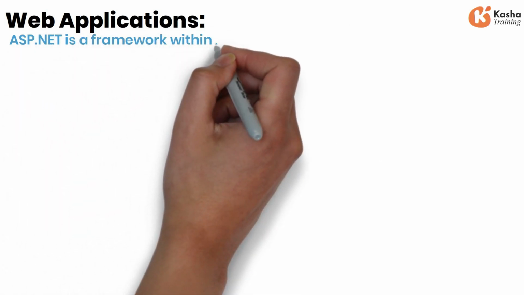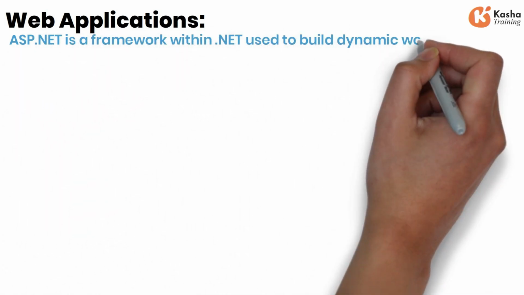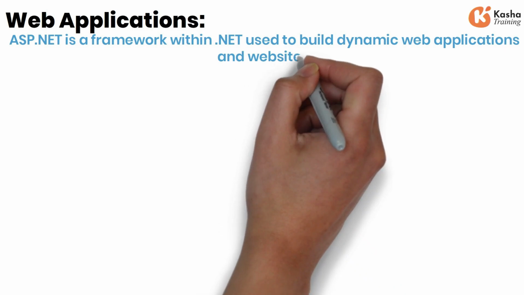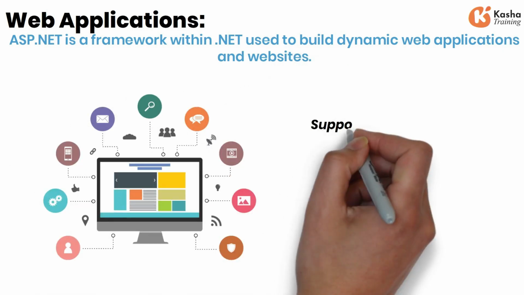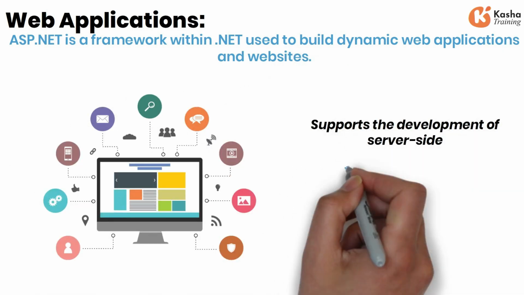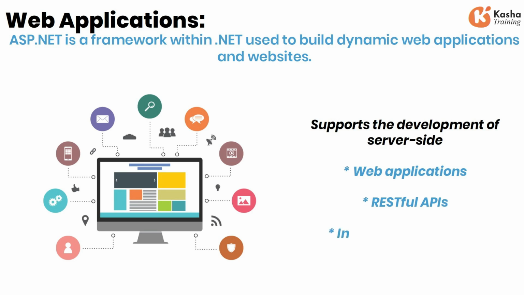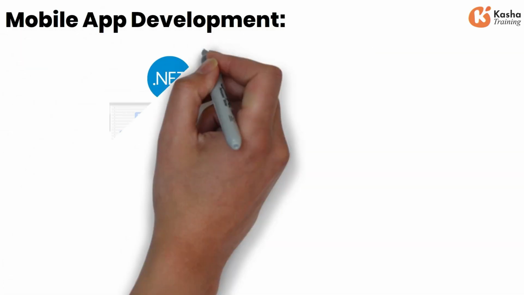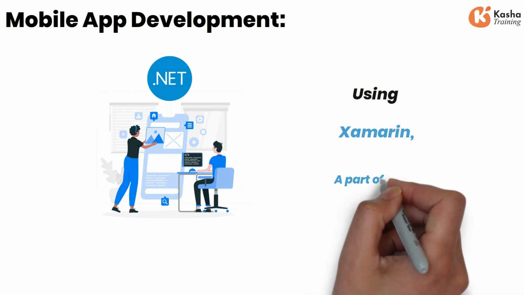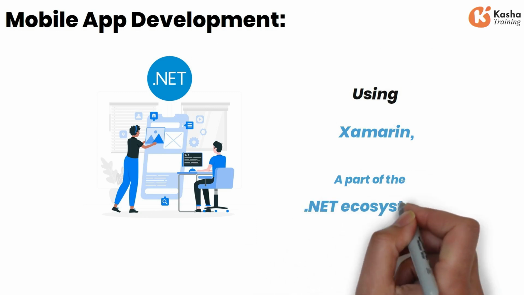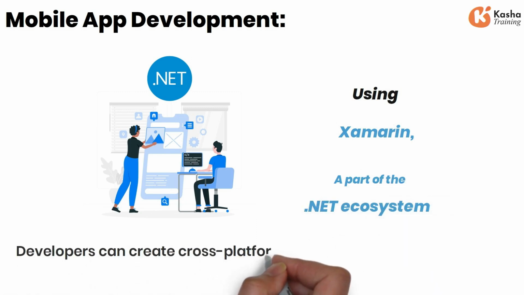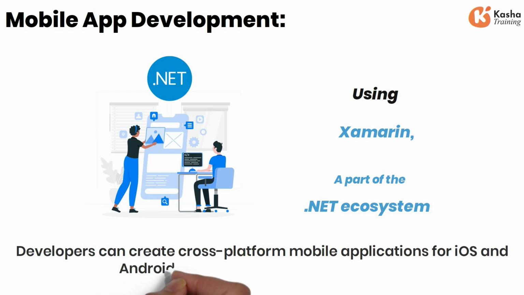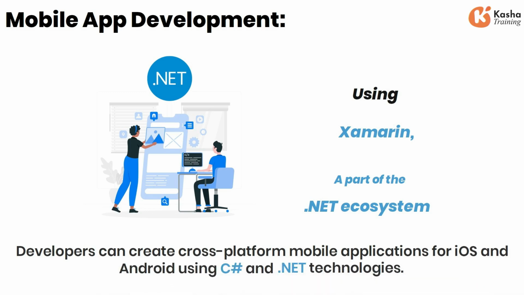ASP.NET is a framework within .NET used to build dynamic web applications and websites. It supports the development of server-side web applications, RESTful APIs, and interactive web pages. Mobile app development. Using Xamarin, a part of the .NET ecosystem, developers can create cross-platform mobile applications for iOS and Android using C# and .NET technologies.